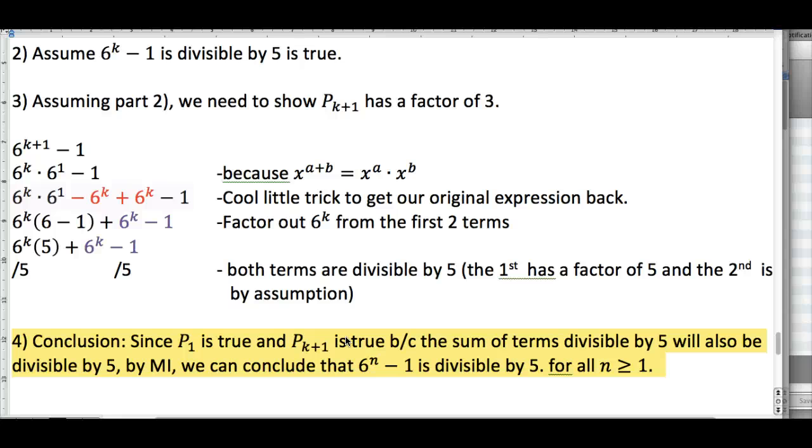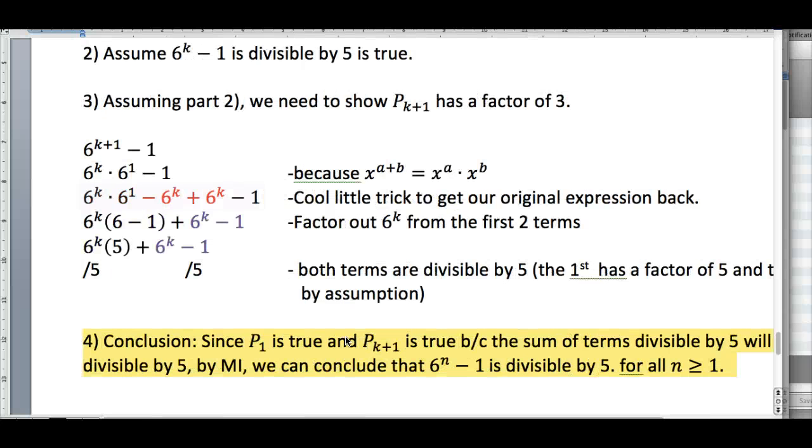Okay, I hope this helps you with a couple different examples that are a little bit different than the sequence ones that we did before.